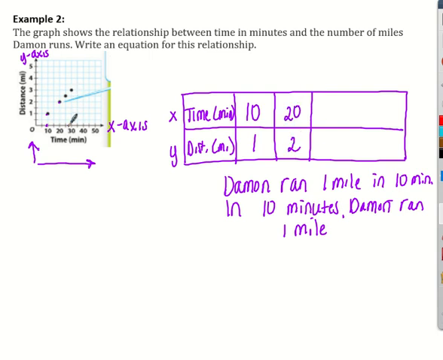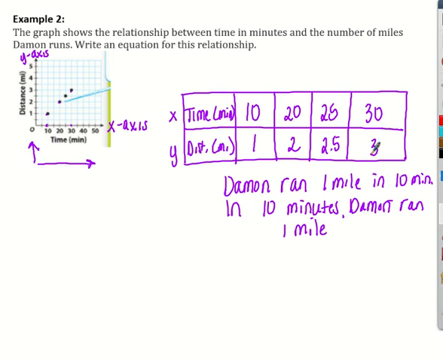My third ordered pair is 25. So look, if I go in between here, it's 25 and 2.5. So 25 and 2.5. And then I get 30. Remember, I go over to 30 and up to 3. So I go 30 to 3.